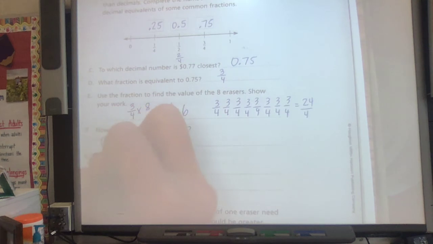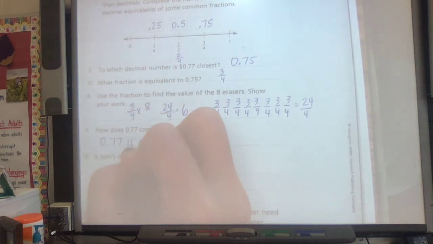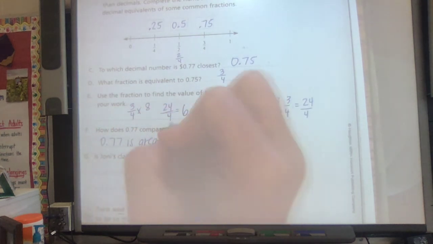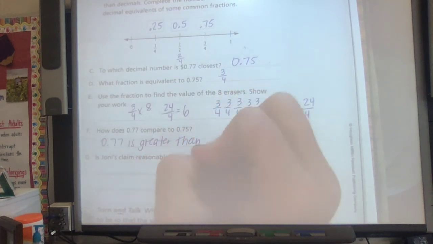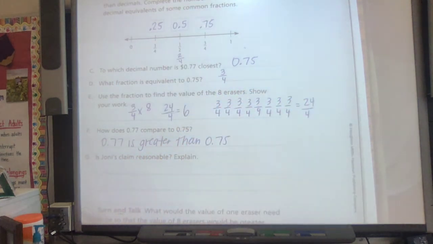So that helped us to estimate, how does 77 hundredths compare to 75 hundredths? Well, 77 hundredths is greater than 75. So we need to think about, all right, it's a little bit greater. I used 75 to help me because it was easier, and I got $6.